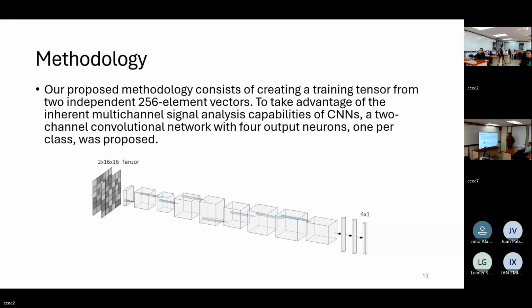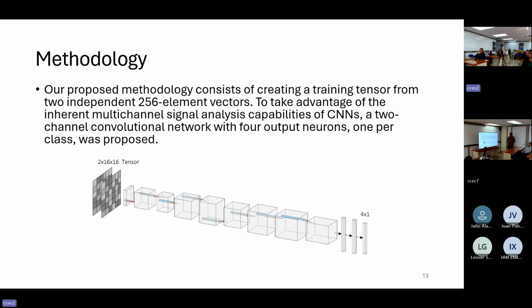Methodology. How is this methodology composed? In the first stage, we have the 256 element vectors rearranged and adapted into tensors. Later, we have a feature extraction stage by convolutional layers. And finally, we have a classification stage using dense layers.